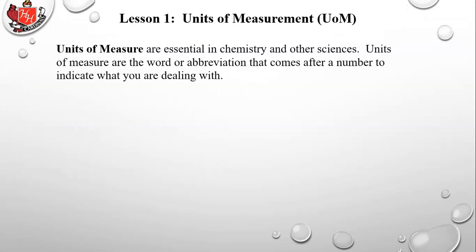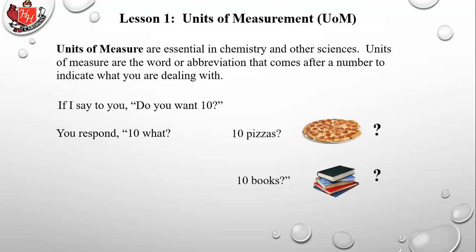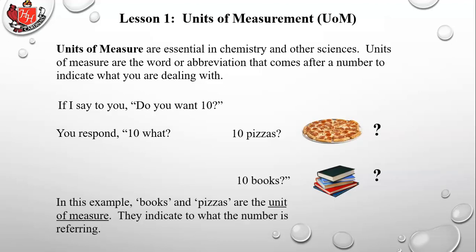So units of measure are essential in chemistry and in other sciences. Units of measure are the word or abbreviation that comes after a number to indicate what you're dealing with, what that number represents. So if I say to you, do you want 10? You would respond, 10 what? 10 pizzas, 10 books, 10 what? So in this example, books and pizzas are the unit of measure. They indicate to what the number is referring.